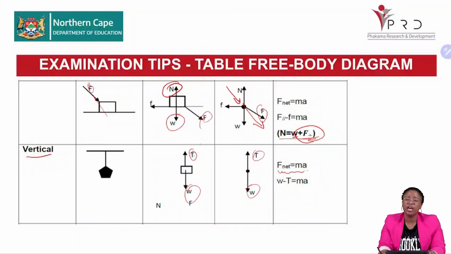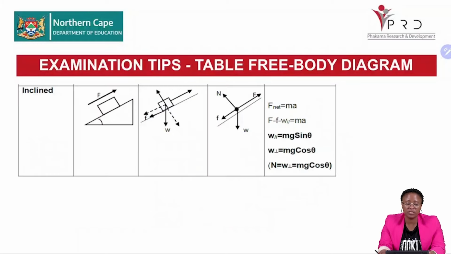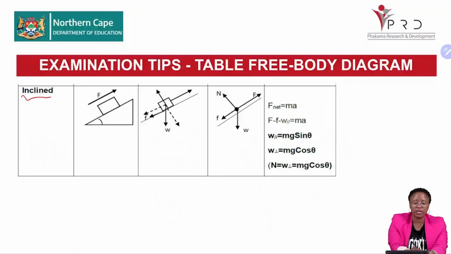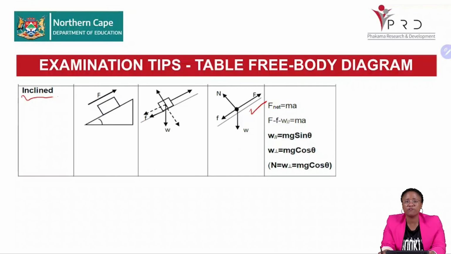Is positive, and you must be consistent with that direction. Very, very much important. Again, over here you can be given an inclined plane. When you are given an inclined plane, please make sure this is the correct way to draw the free body diagram. Do not include the components.